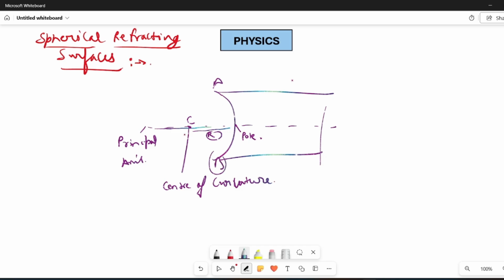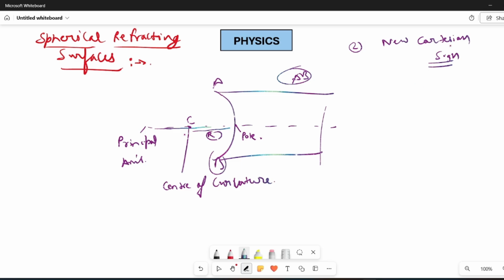Suppose this is A and B. That means AB is going to be my aperture for the refracting surfaces. Now, just like what we did in the cases of mirrors, concave or convex mirror, we applied the new Cartesian sign convention. The same thing will be applied here, exactly in the same manner.